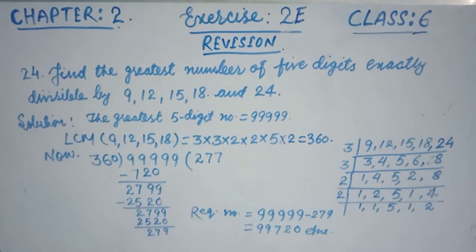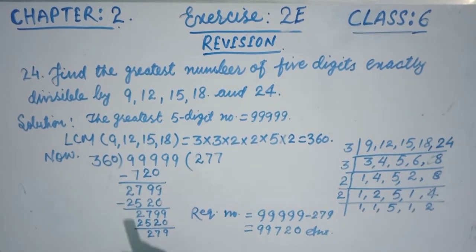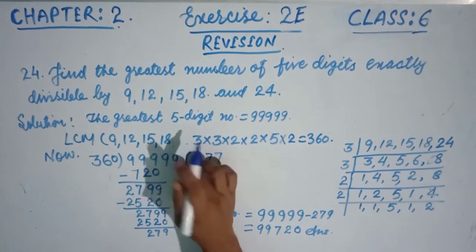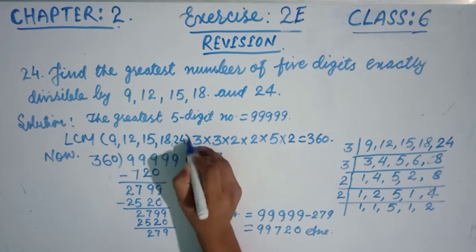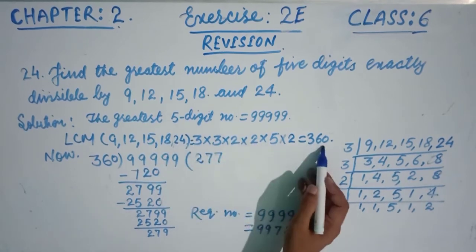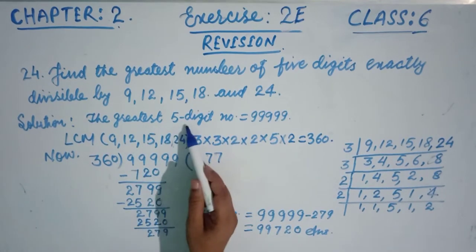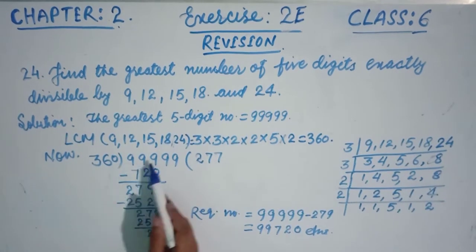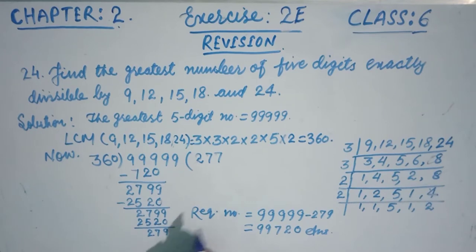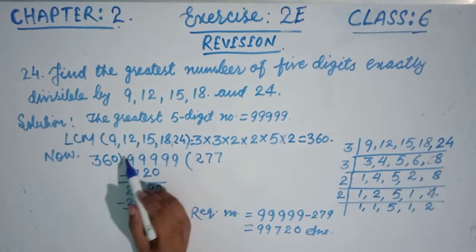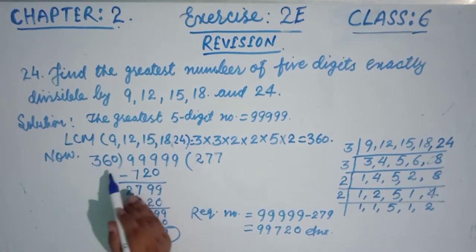Here have a look, friends, we have already found the LCM, and the LCM of these given numbers is 360. Then divide this greatest number of 5 digits by 360, the LCM. After that we will get the remainder 229. So the greatest number of 5 digits is not divisible by 360.